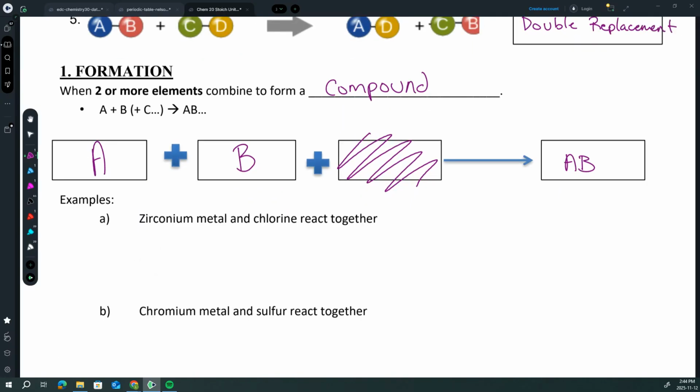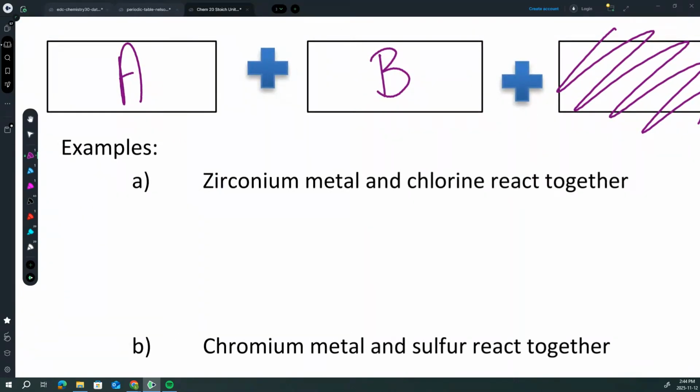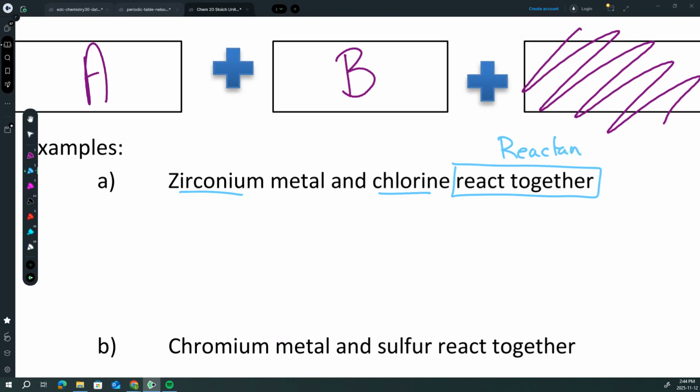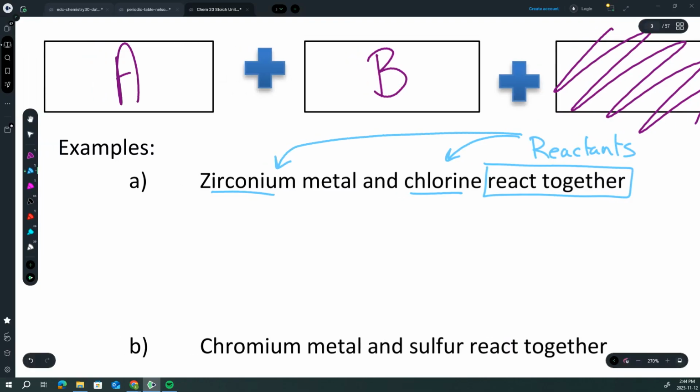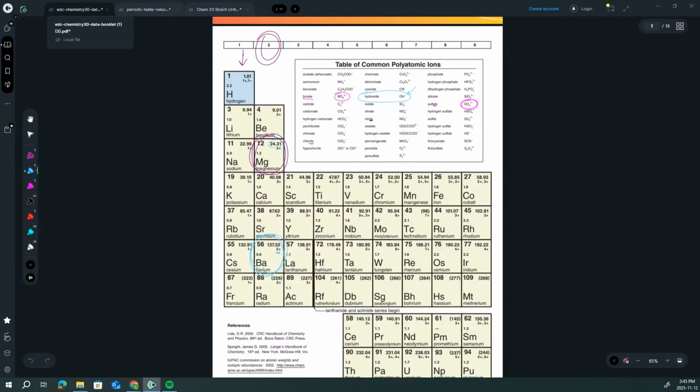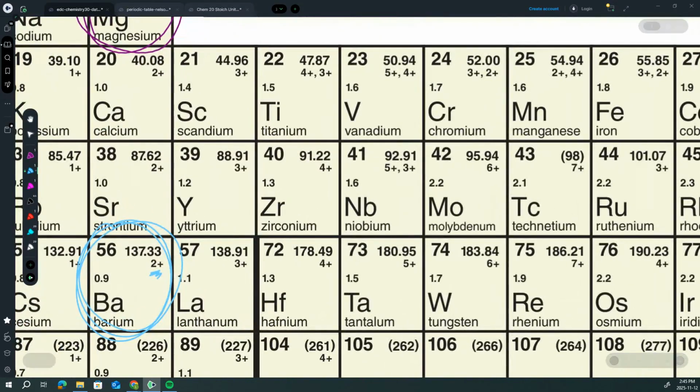All right, for our first example here, we have zirconium metal and chlorine reacting together. So first off, these words "react together" tell me that zirconium metal and chlorine are our reactants. For zirconium metal, I'm going to take a look at my periodic table just to figure out what its symbol is, just because zirconium isn't super common. So zirconium, that's number 40, so its symbol is Zr.